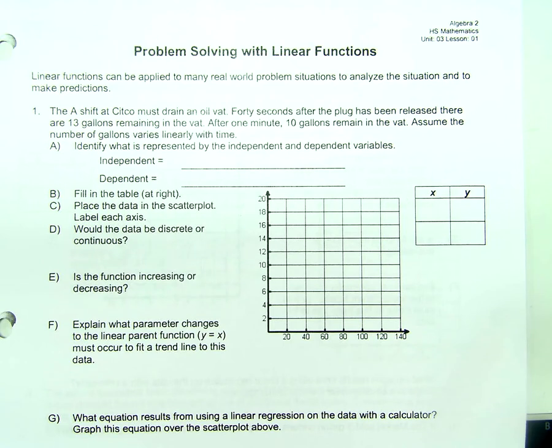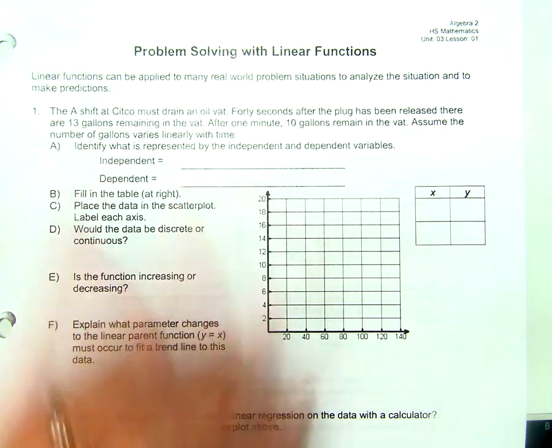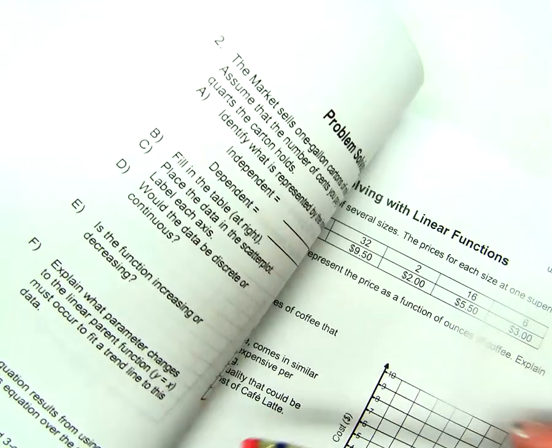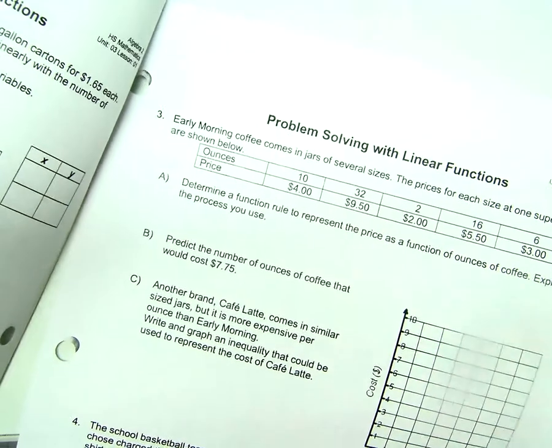Hi guys, today you are going to be working on a worksheet called Problem Solving with Linear Functions. Linear functions can be applied to many real-world problem situations to analyze the situation and to make predictions. I'm going to go through problem number 1 with you, and you'll be responsible for problem number 2, problem number 3, and problem number 4.